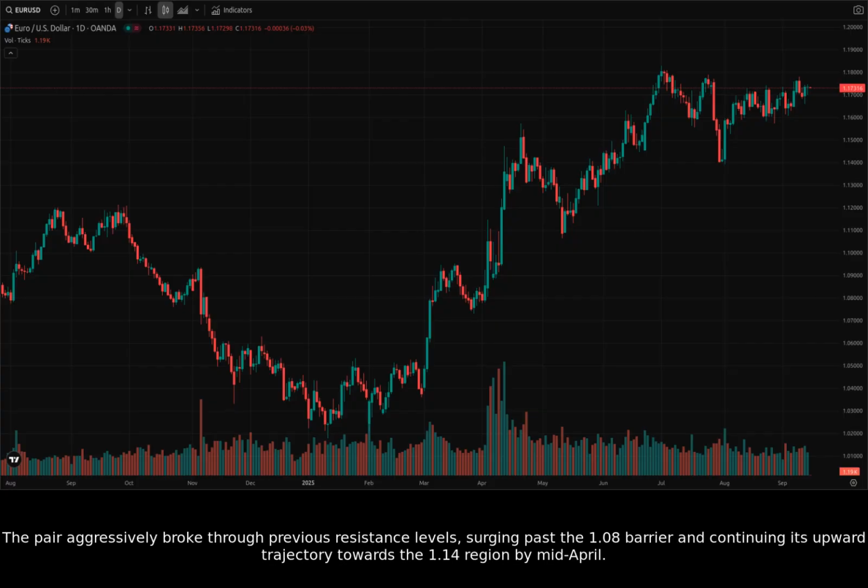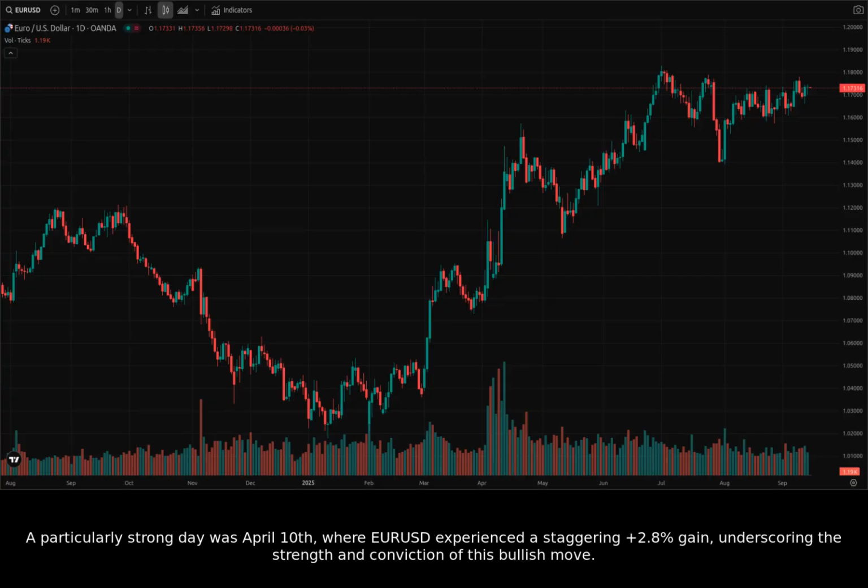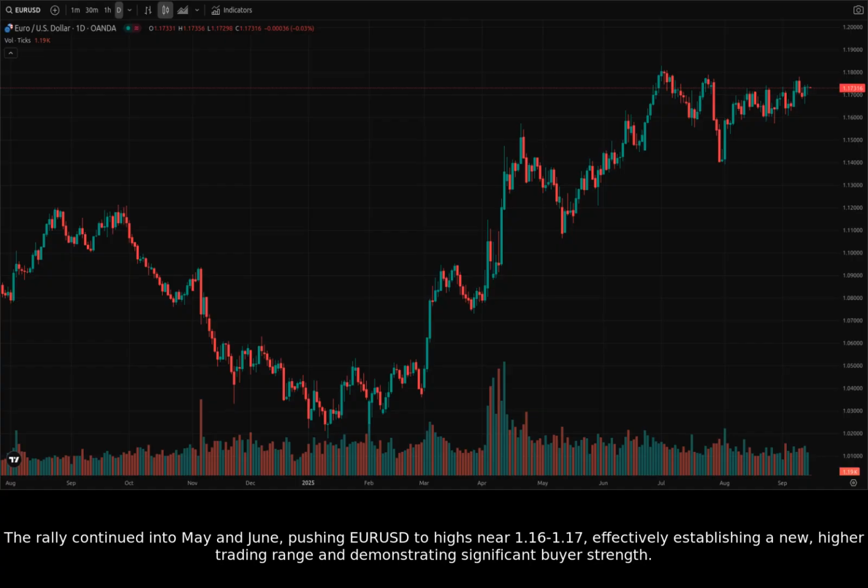The pair aggressively broke through previous resistance levels, surging past the 1.08 barrier and continuing its upward trajectory towards the 1.14 region by mid-April. A particularly strong day was April 10th, where EURUSD experienced a staggering plus 2.8% gain, underscoring the strength and conviction of this bullish move. The rally continued into May and June, pushing EURUSD to highs near 1.16 to 1.17, effectively establishing a new, higher trading range and demonstrating significant buyer strength.